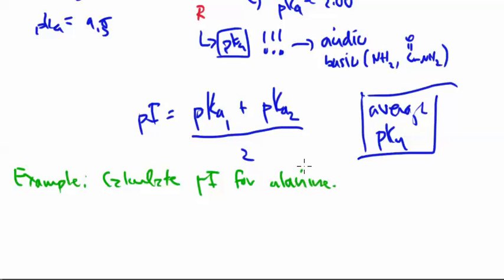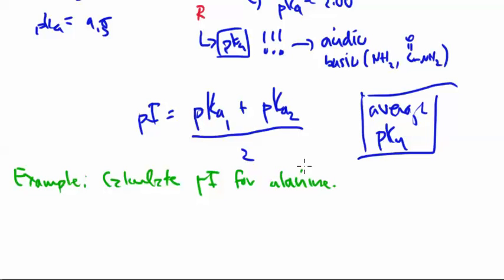Okay, so I'm given the task to calculate the isoelectric point. The pH where alanine is completely neutral, no net charge at all, meaning the species that carry the positive charge and the species that carries the negative charge kind of cancel each other out. This is the pH where those charges completely neutralize. Okay, so how do we do it?